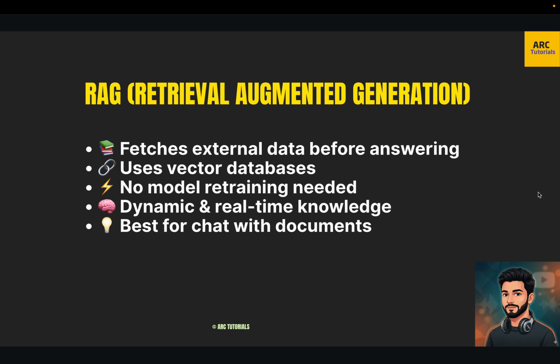Now, no model retraining is needed for RAG systems. So when you're giving your own private data, that means you're providing real-time, dynamic, private knowledge to your AI model. This is best for chat with documents, or when you want to build a private chatbot for your own enterprise based on your own data. That's what RAG will be useful for.